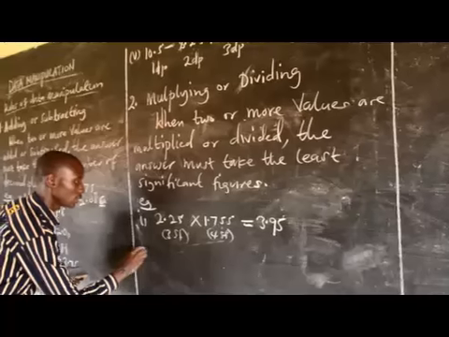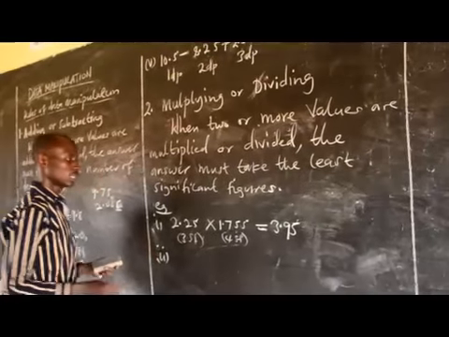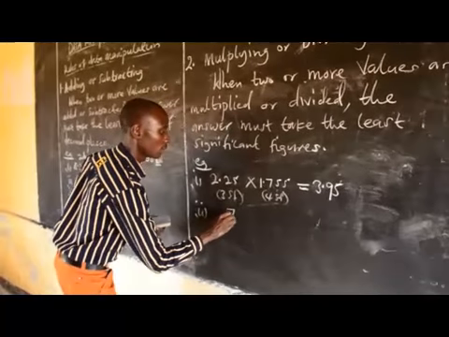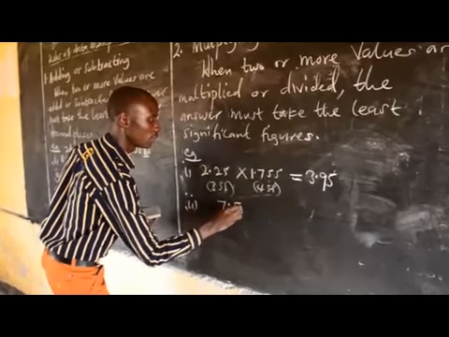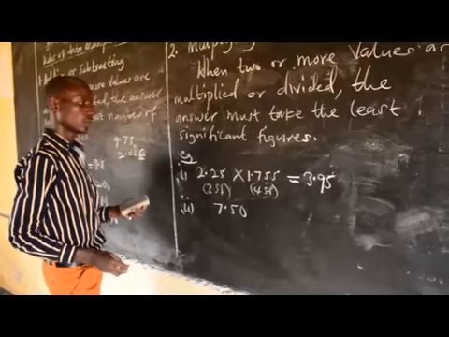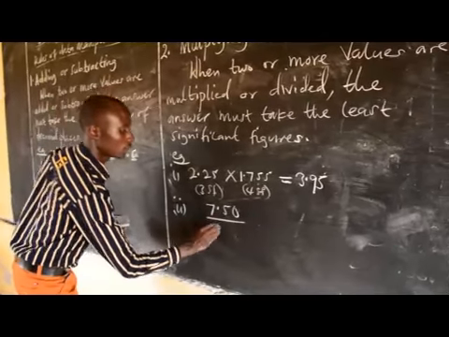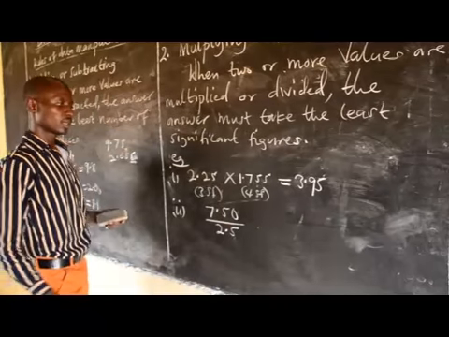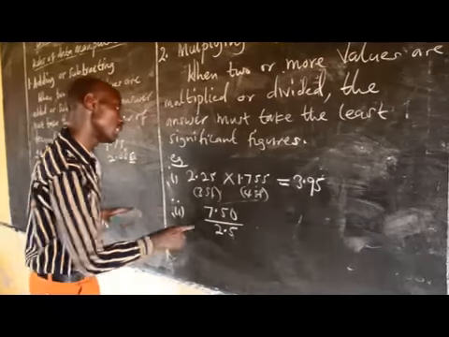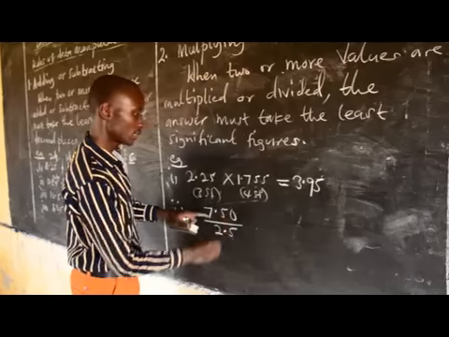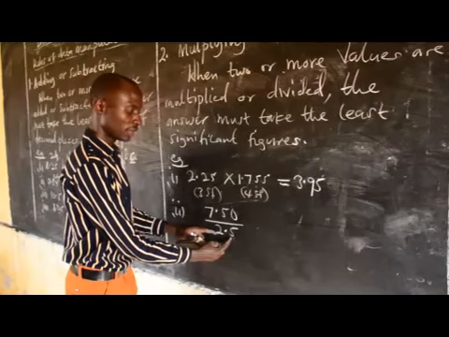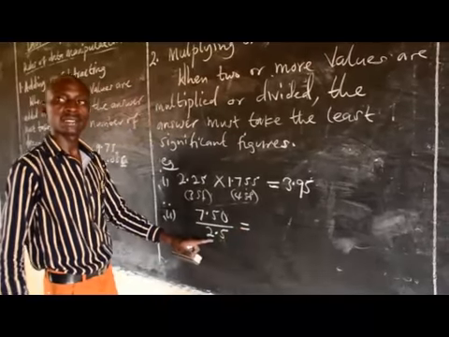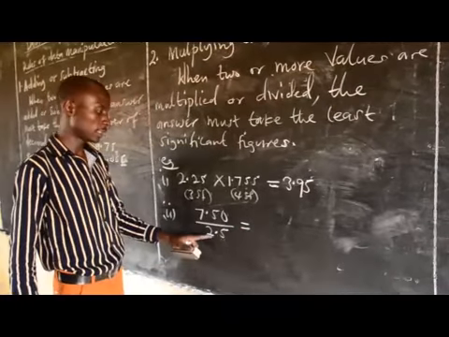Let me see if maybe I'm dividing 7.50 over 2.5. Division, we also talk about significant figures. Remember, these are 3 significant figures. This one has 2 significant figures. Now, my answer will be to 2 significant figures because it is the least.